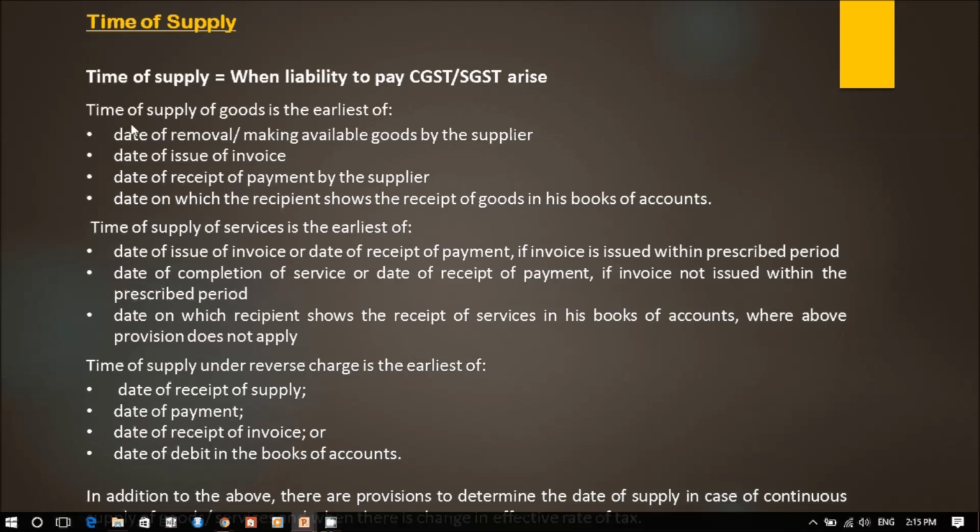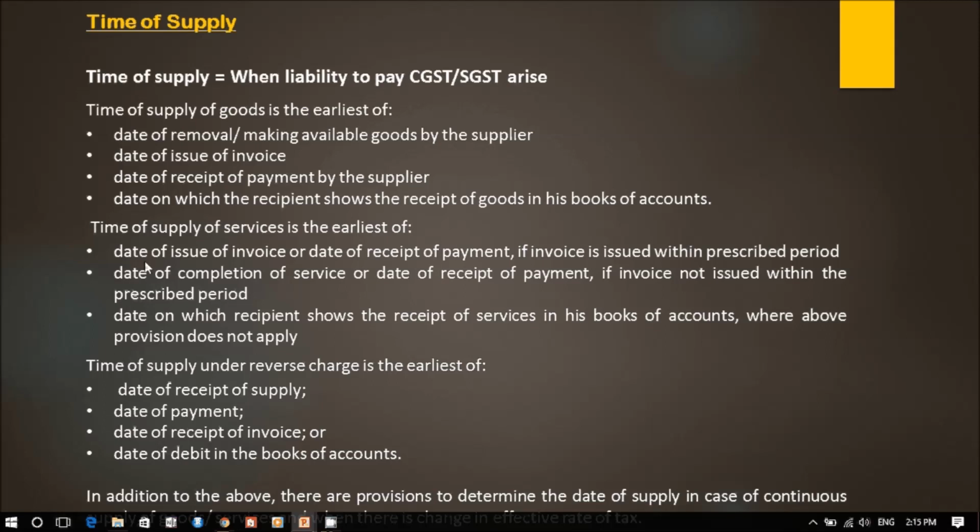In the goods, you have to check all these four conditions, and the earliest of the following would be the time of supply. But in the service, all these are three independent cases. Please keep in mind that all these three are different cases. Each point gives you a different time of supply, and that would be the time of supply. You don't have to check and take the earliest of the following.